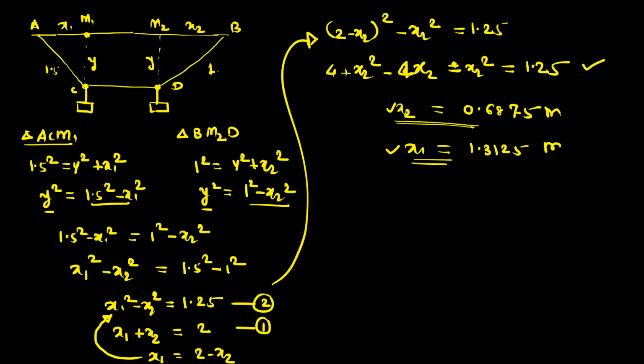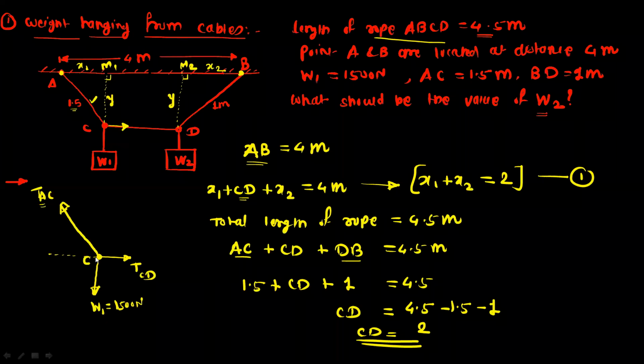So now you can refer to the free body diagram. In this free body diagram, this cable AC, we can assume it is inclined at an angle alpha. This alpha is nothing but the angle with respect to the x-axis.